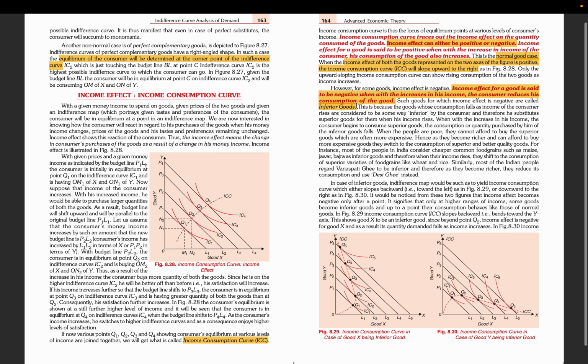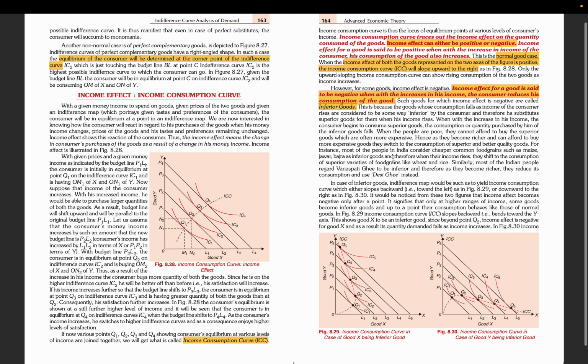This is because the goods whose consumption falls as the income of the consumer rises are considered to be inferior by the consumer, and therefore he substitutes superior goods for them when the income rises. With the increase in his income, the consumer begins to consume superior goods, the quantity purchased of these goods often being more expensive. Hence, as they become richer and can afford to buy more expensive goods, they switch their consumption to superior and better quality goods.